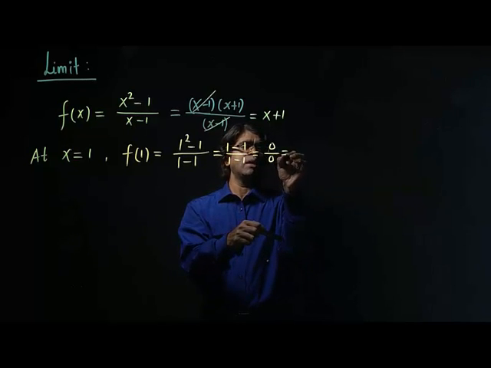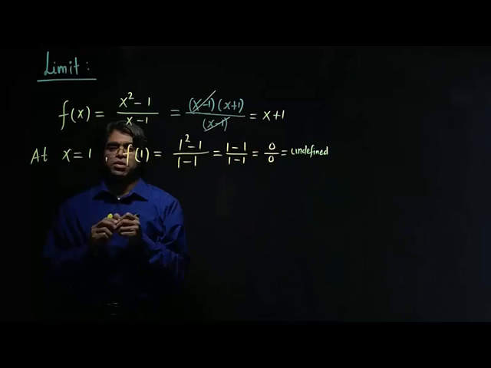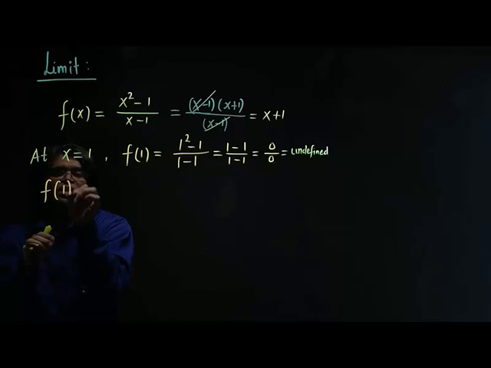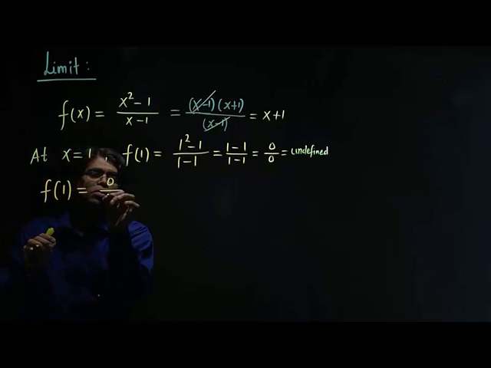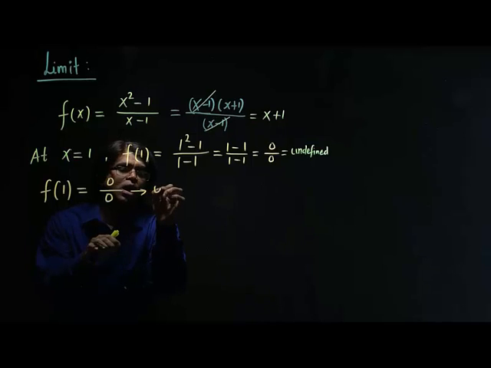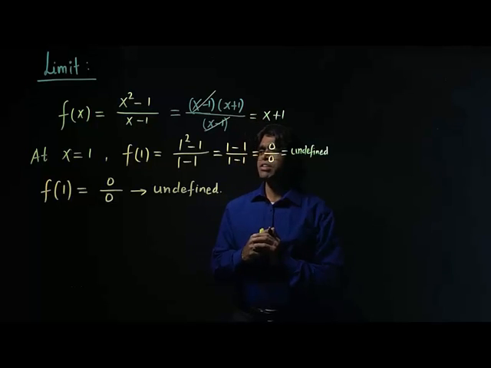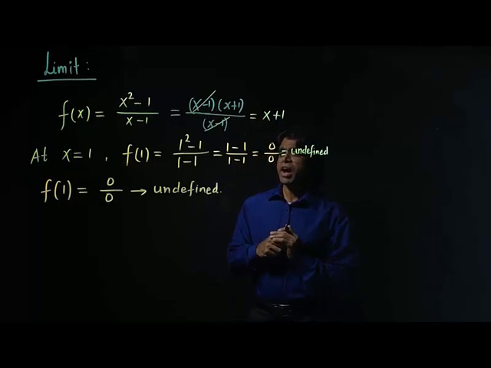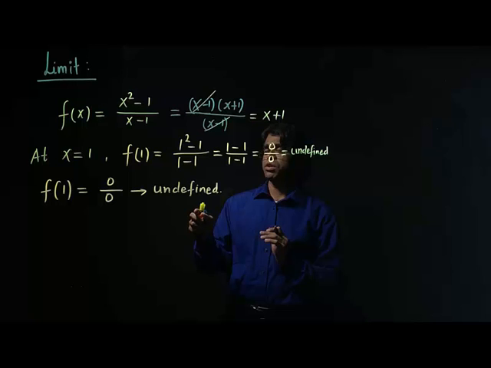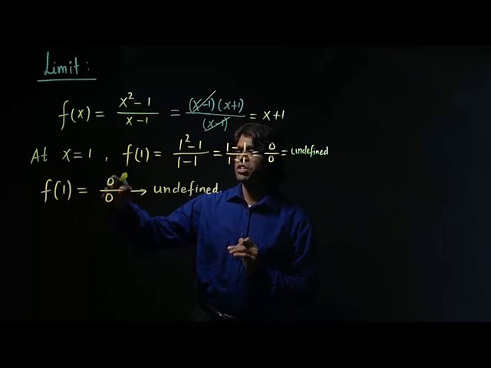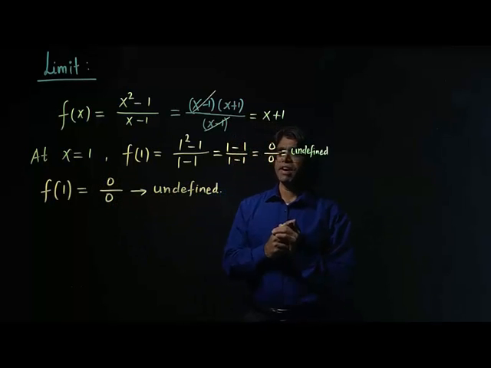So what will I write? I will write undefined. We are saying at x equals 1, the function is 0 over 0, which is undefined. As you can see, the function is defined for all the values of x but 1, because at 1 the function is 0 over 0, which is undefined.